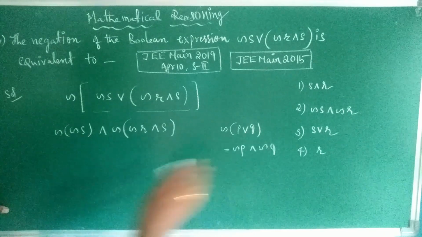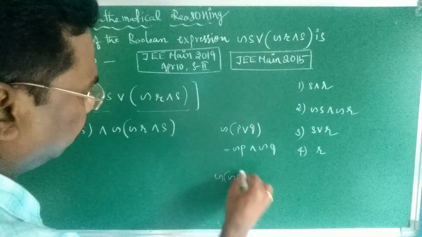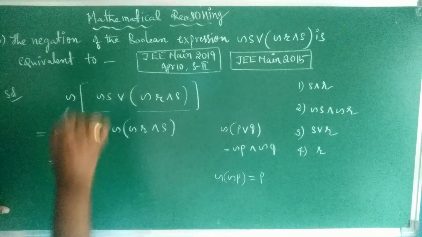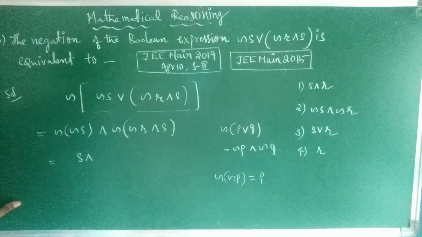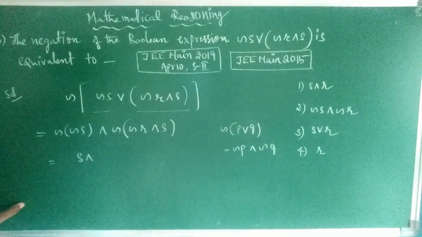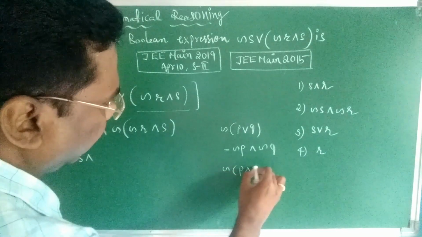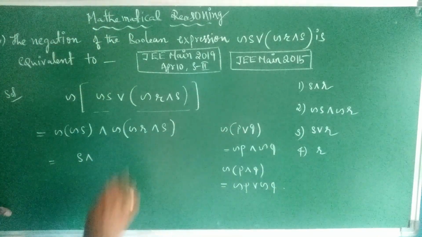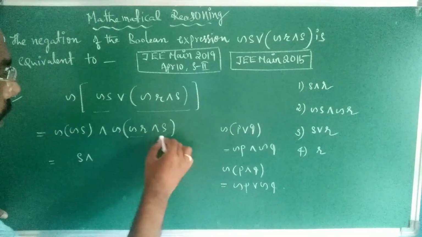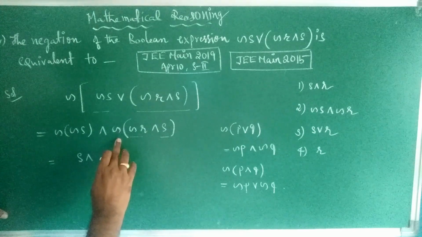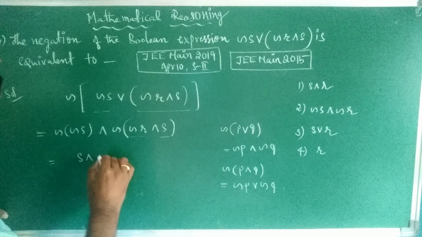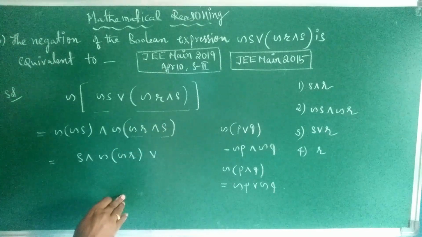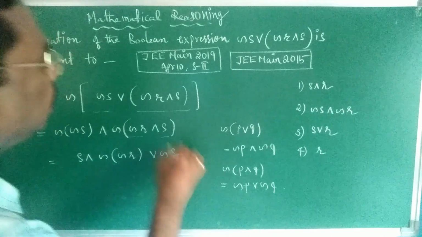Negation of negation P is equal to P. Now negation of negation S. And negation of (P and Q) is equal to negation P or negation Q. Here this is P and this is Q, so negation of P and Q means negation P or negation Q. So negation of negation R is R, and negation of negation S is S.